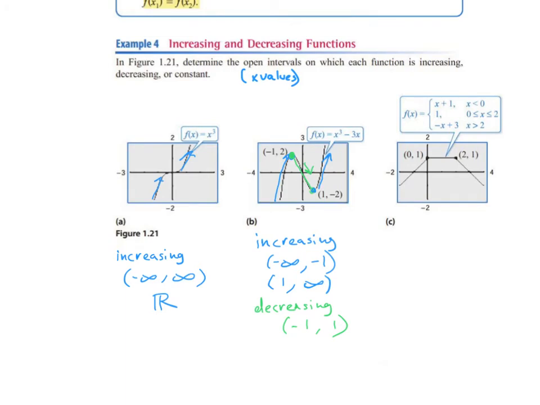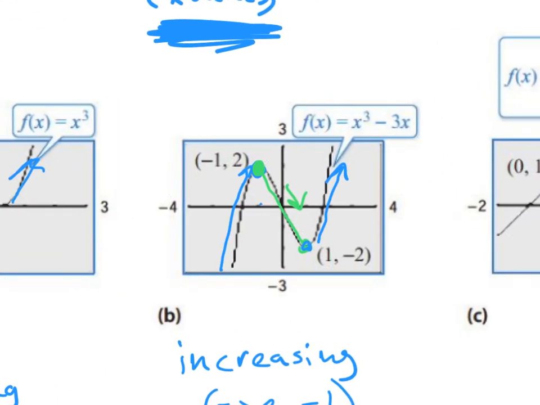So remember, we're always looking at the x values to tell us what our interval is going to be. So that's why here we look at this value of -1 and we look at this value of 1. So just the x values.